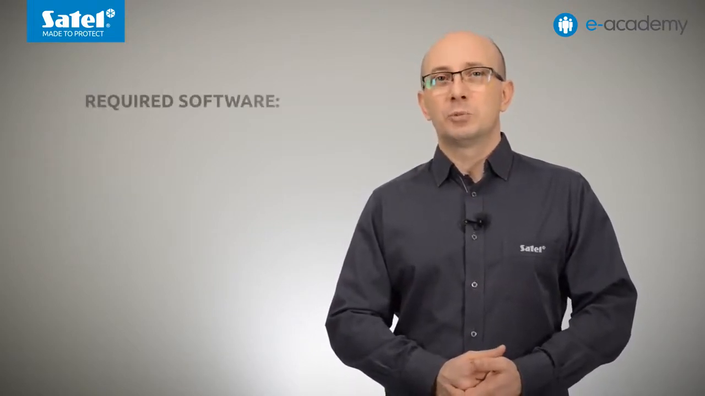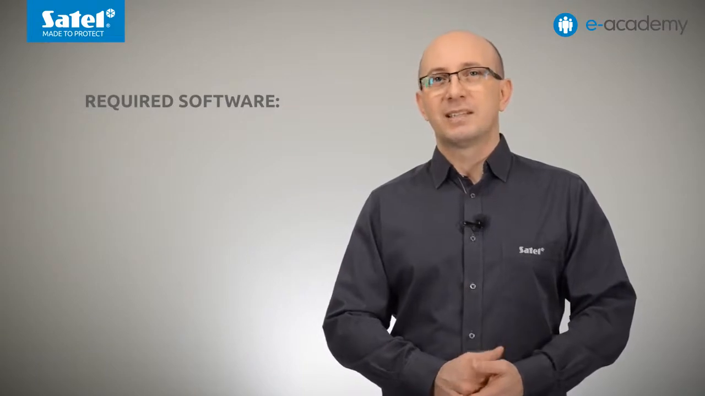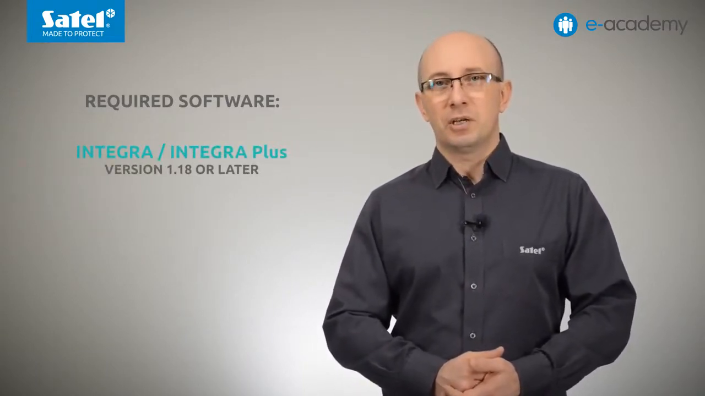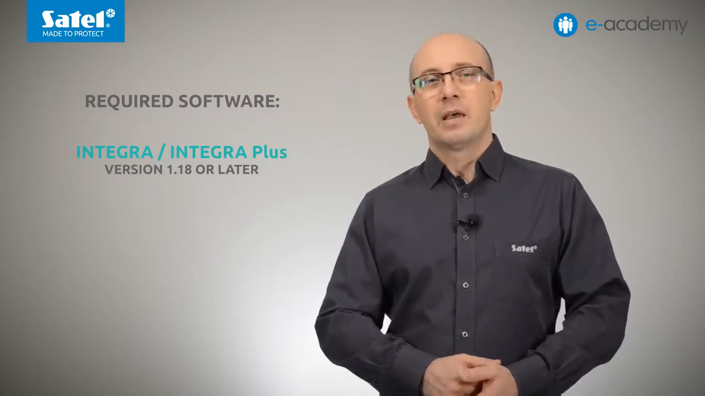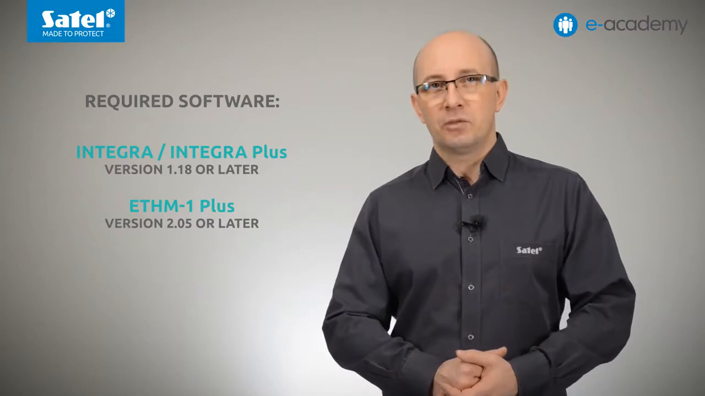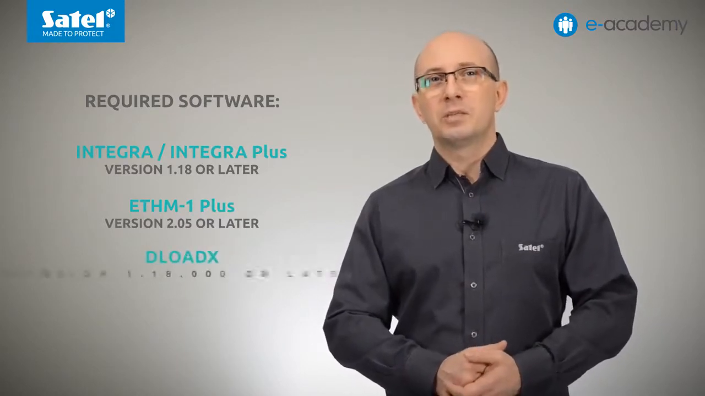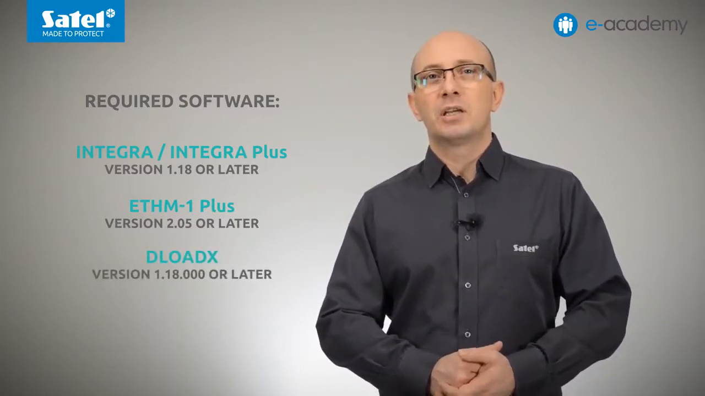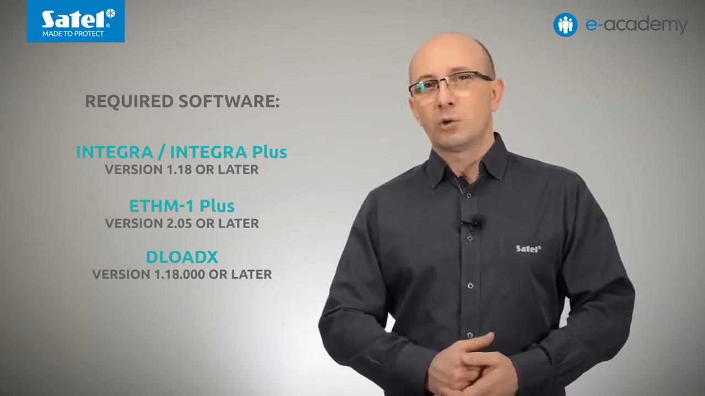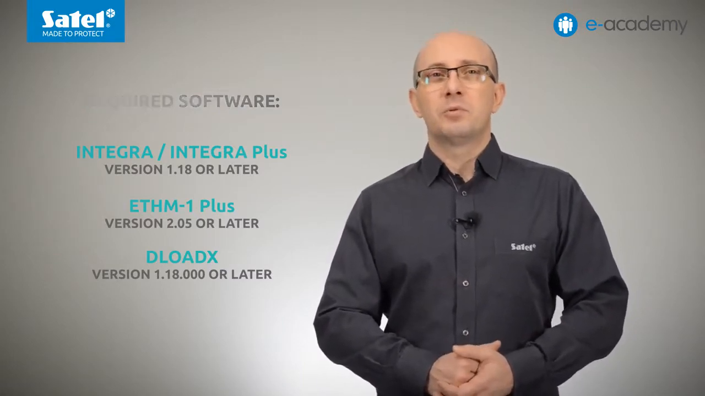Before starting configuration, it should be noted that for the INT-GSM module to work properly with the Ethernet module and the Intruder control panel, it is necessary that they have the appropriate firmware installed. Intruder and Intruder Plus should have firmware version 1.18 or later. ETHM-1 Plus should have firmware version 2.05 or later, while the DLoadX program version should be 1.18.000 or later. The latest firmware and software is available for download from our website.